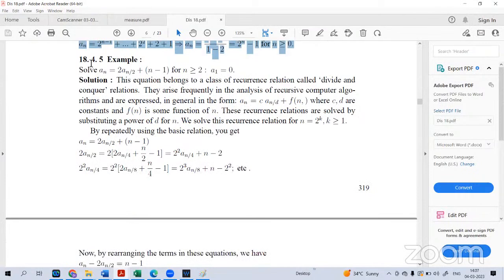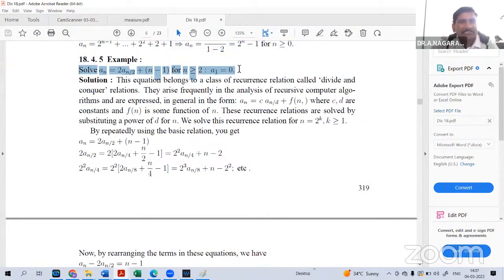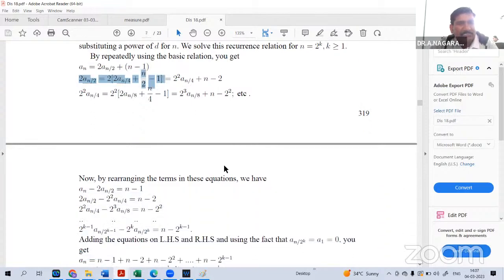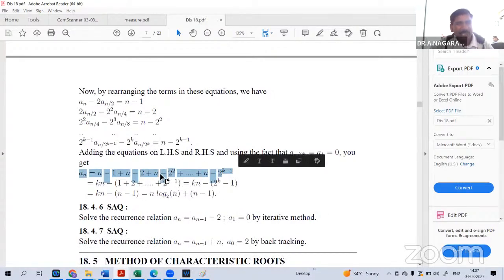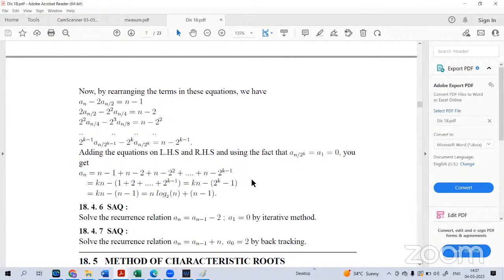Now it comes to the next problem, which is the most important, 18.4.5. Many times it is asked in the exam. A similar procedure is adopted. I substitute the previous term, and going through this substitution, adding all, I get a_n = a_{n-1} + n-2 and so on, like that up to 2 power n-1.